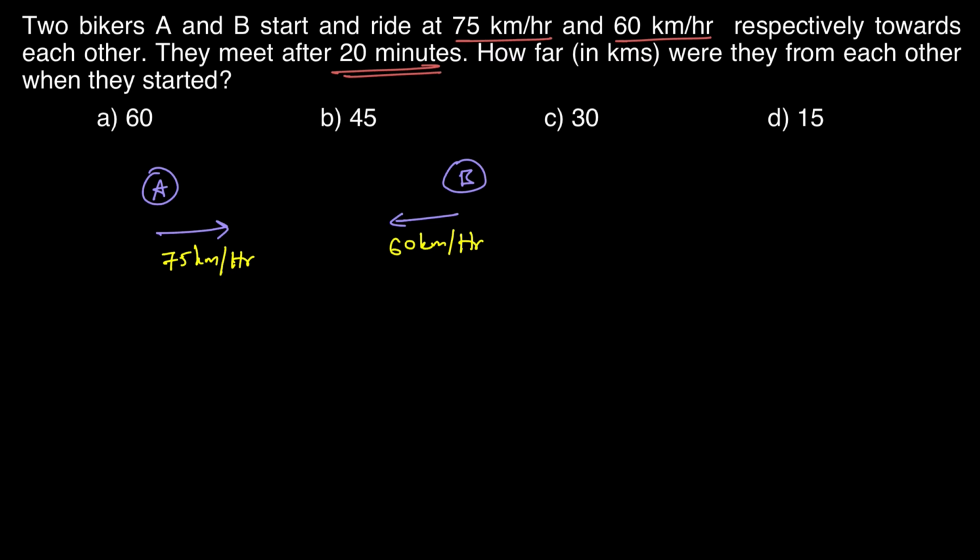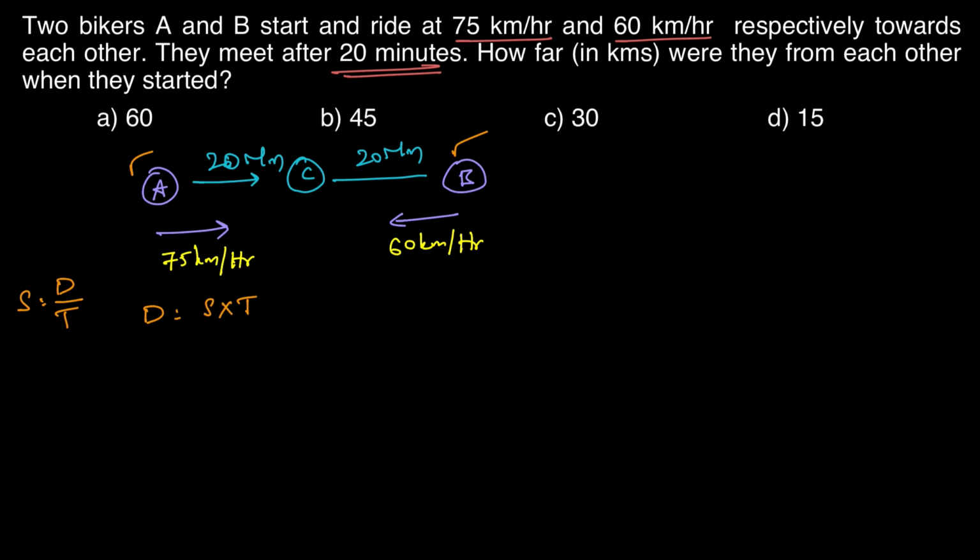Let us suppose C is the point where both of them meet. So B traveled for 20 minutes and A traveled for 20 minutes. So we are asked to find out the distance between A and B. So the distance between A and B is nothing but the distance covered by A in 20 minutes and the distance covered by B in 20 minutes. So we know speed is nothing but distance by time. Then distance equals speed multiplied by time.